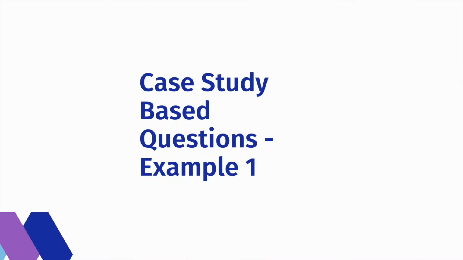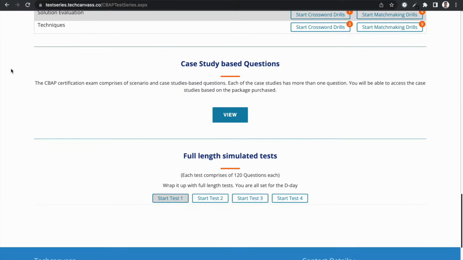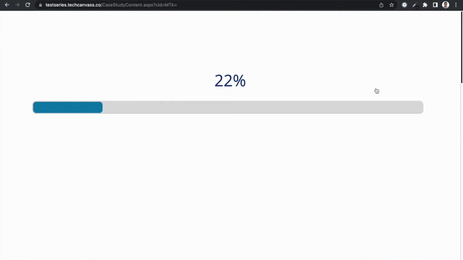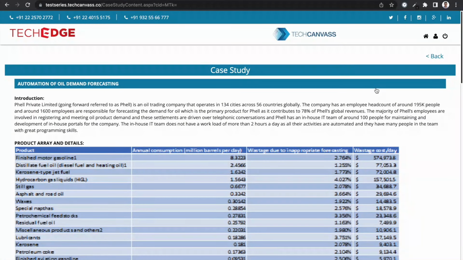Let's look at the first example of a case study based question. Let's look into the case study based questions as per the test series from Techcanvass. There are many case studies available. Let's look at one of them. So this is how the case study based question looks.